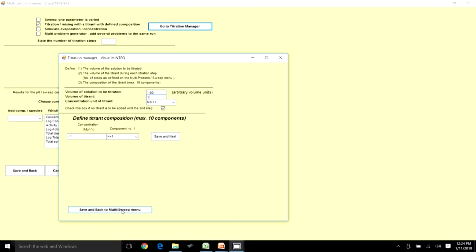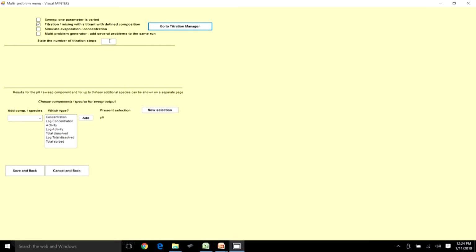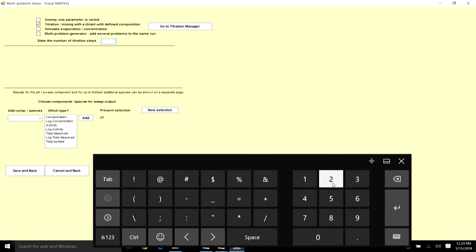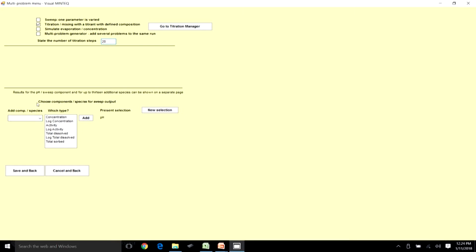So save and back to the multi-sweep menu, and it is going to ask for the number of steps. For now let us say we are going to look at 20 steps. That means a total of 20 ml is going to be added, right. And here you can choose which particular components or compounds you want in your output. I am going to have all the concentrations of the carbonate system, H2CO3, HCO3 minus and CO3 2 minus. If you want to, you can look at the log concentration or activity and so on, but for now I am only looking at the concentrations of the 3 carbonate system relevant species, right. So, again 20 steps and titration manager.